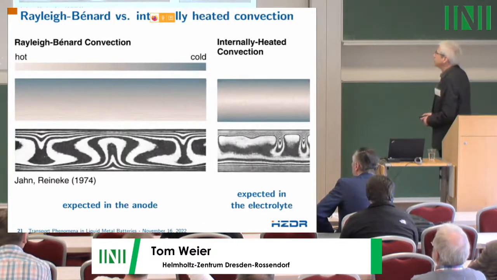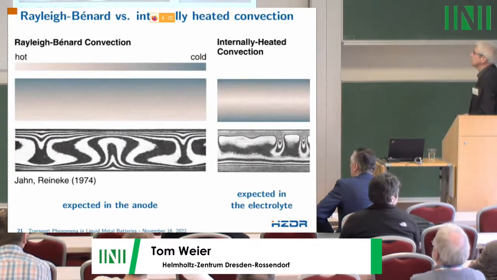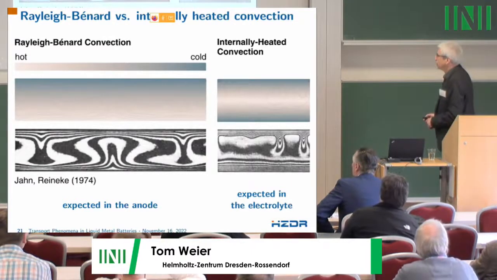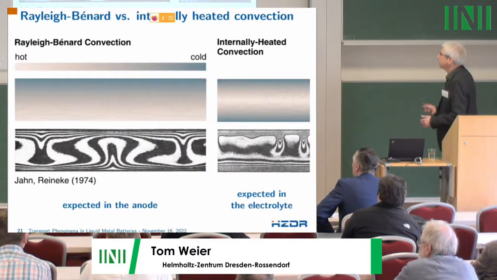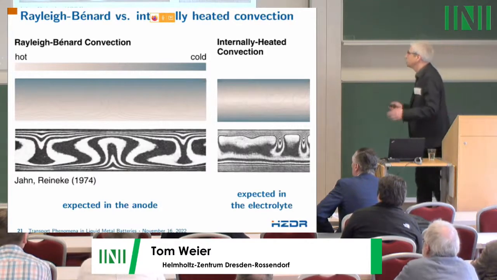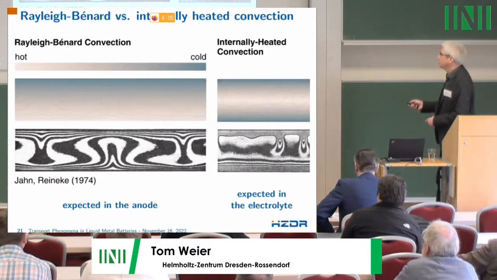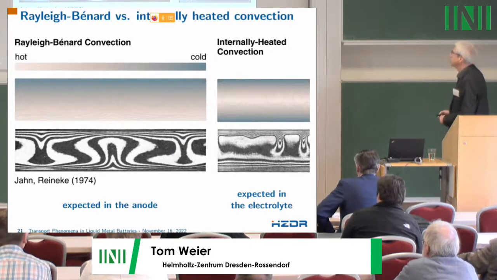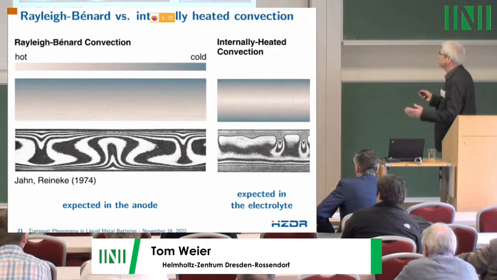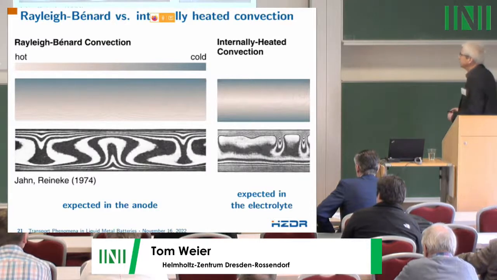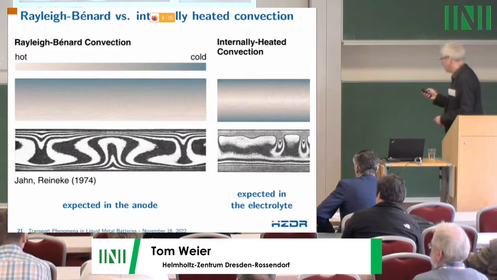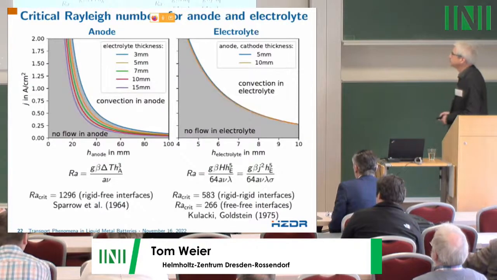Coming to thermal convection in the electrolyte and in the anode, there's a classical Rayleigh-Bénard convection. A lot has been written about it, where you have cells extending over the whole layer depth. And there is less well investigated internally heated convection that happens in the electrolyte. Of course, many papers have been published on this as well, but it's comparably less investigated than the classical case. So the left one is in the anode, the right one in the electrolyte.